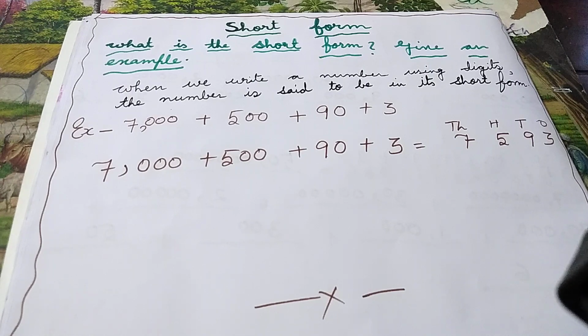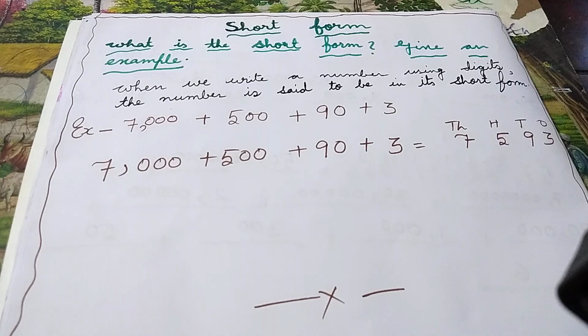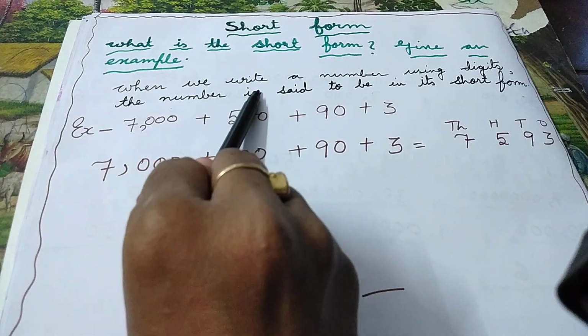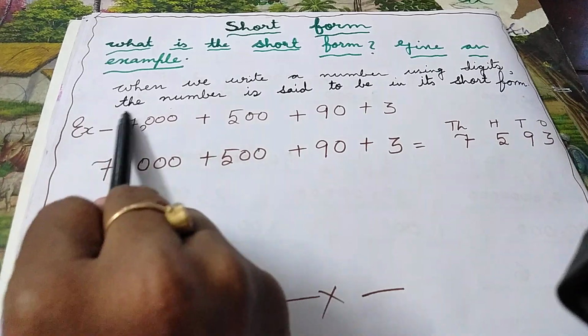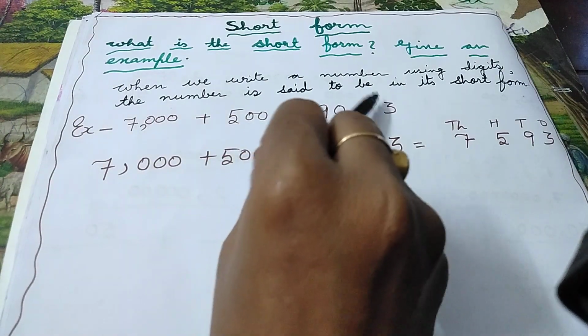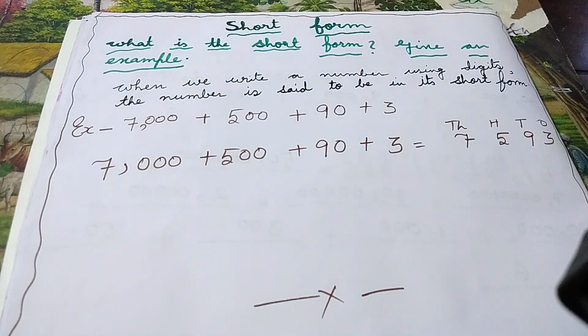Today, in our class, we will learn about the short form. In our previous class, we learned about the expanded form of a number. Today, we will learn about the short form. What is the short form? See, children, read this. When we write a number using the digits, the number is said to be in short form.